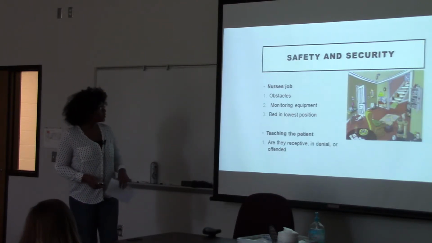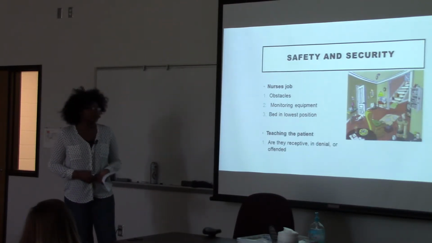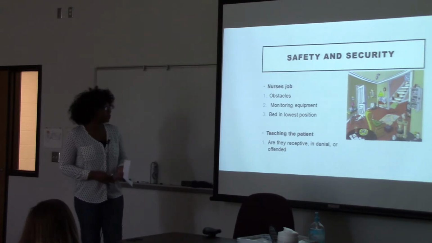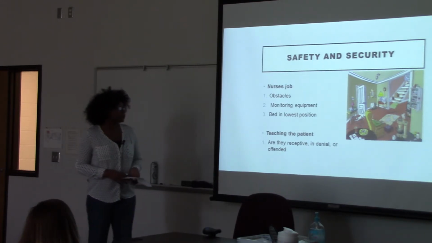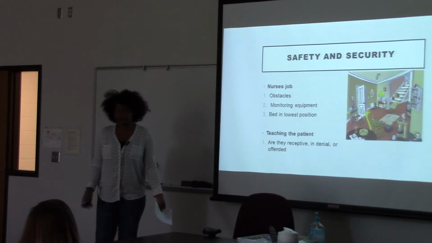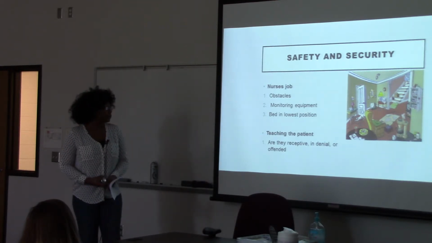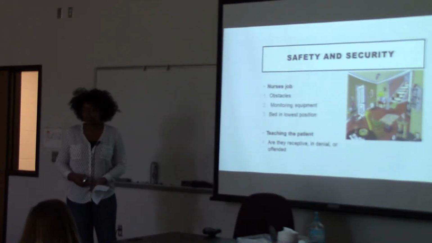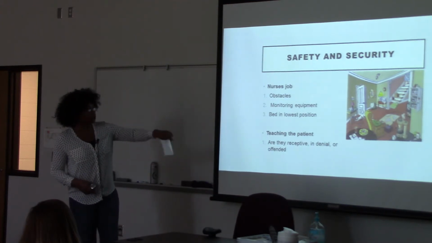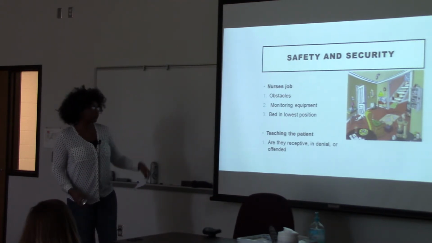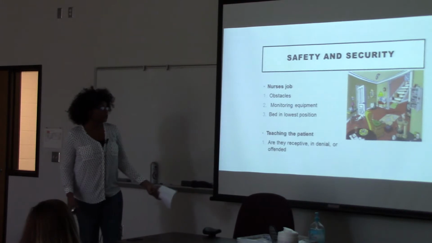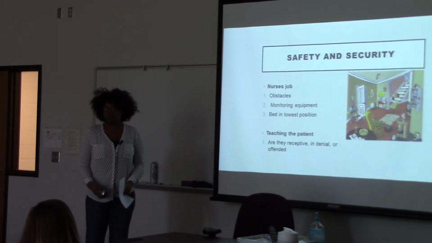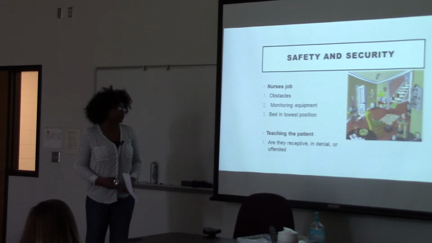The next area to adjust is safety and security. It's a nurse's job to remove obstacles, monitor equipment, and make sure the bed is in the lowest position. That's just a few. Obstacles in the room could be rugs, cables, a pet, just things on the floor that could end up tripping a patient if they're on their way to the bathroom.